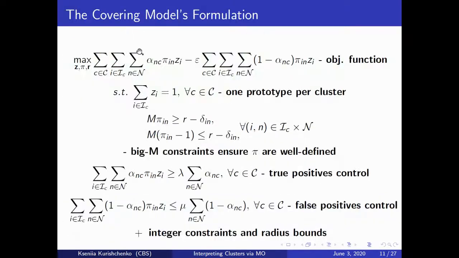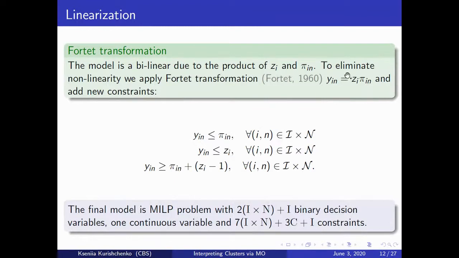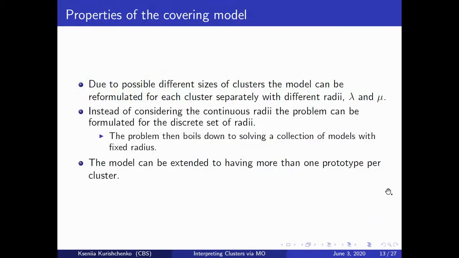As you can see, here we have a multiplication of two decision variables, which means that our model is bilinear, but we can eliminate it by applying the Fortet transformation. So we introduce a new variable and add new constraints. Then the final model is a mixed integer linear programming model with such numbers of binary decision variables and constraints. I want to mention that the size of that model is quadratic in the number of individuals for binary decision variables and for constraints. So it's quite large. Okay, so there are some properties of the covering model which can be useful.